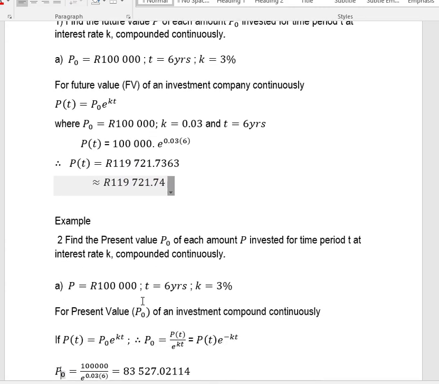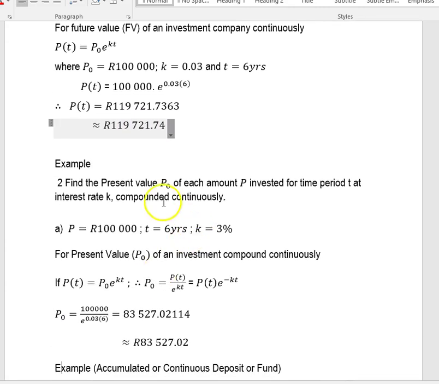Let's see how to determine the present value. Here we're told to find the present value P0 of each amount P investment for the time period at interest rate K, compounded continuously. So our P there is 100,000. It means if I want to make 100,000 in 6 years time at the rate of 3%, how much should I put in now? That is my present value. So P0 still remains our present value.